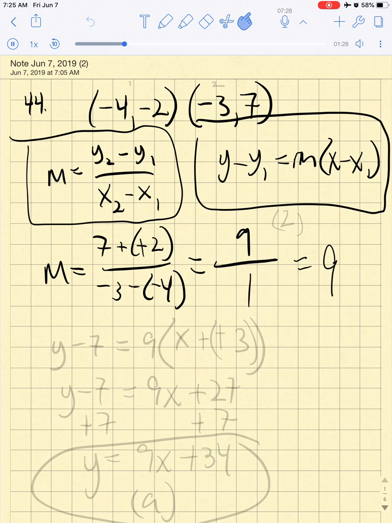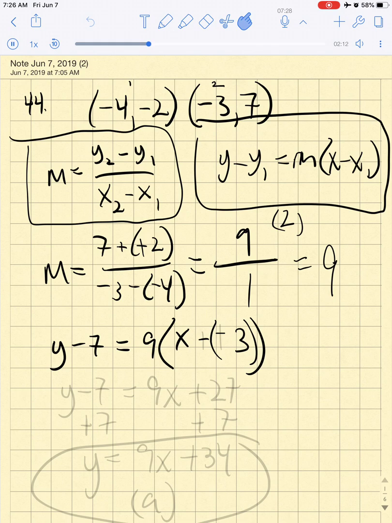Now we could use equation 2 to get the equation for the answer. We could use either point 1 or point 2. Either one. So I'm going to use point 2 because it has fewer negative signs, but you could use point 1 if you want. So I'm going to say y minus 7 is equal to the slope we found, which is 9, x minus a negative 3. Because it's given as negative, and the equation has a negative.